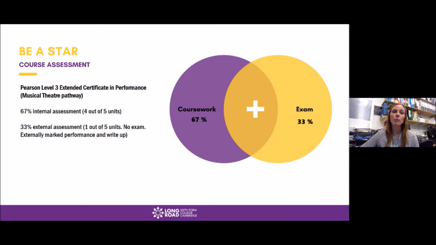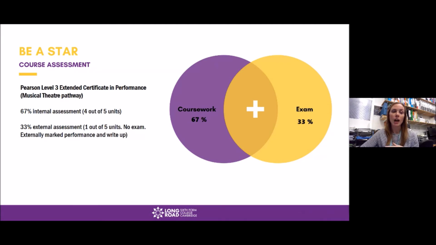The final 33%, which is 1 out of the 5 units, is that final unit I spoke about, the group performance workshop. Although it says it's an exam, it's not a proper exam, as it were. It's not a sit down in the sports hall exam. It's just that it's externally set and assessed by Pearson. So it's not marked by us. That's the one and only unit that is externally assessed. So they set that stimulus, and then you do your written work at various stages throughout the creative process, and then we film your final performance piece and send it all off to Pearson, and then it gets marked by them.